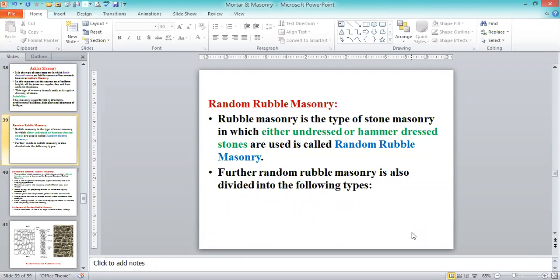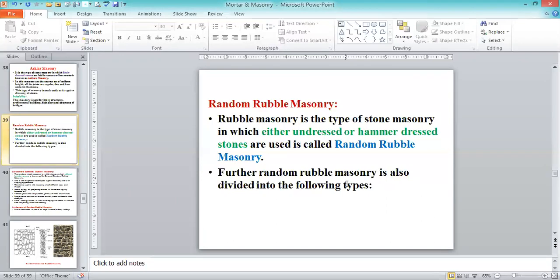Random rubble masonry has the characteristic of being undressed. We take the stone directly from the quarry and keep it for use in the masonry construction itself. Here, in random rubble masonry, randomly either undressed or hammer dressed stones are used. Some of the stones are hammer dressed: with the hammer we make sure the edges are made fine, and we use it in the construction. That is what we call random rubble masonry.